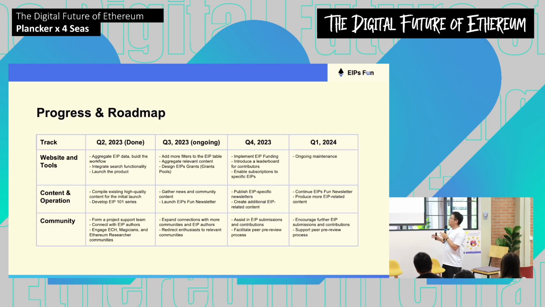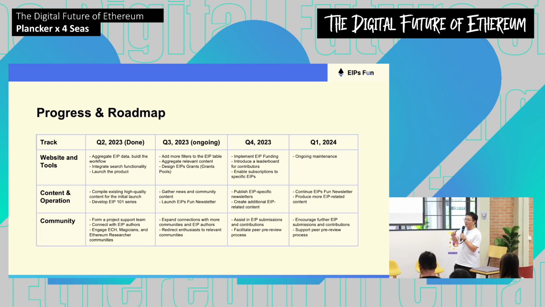Speaking about the progress and the roadmap, in the past Q2 we finished the website and the newsletter process, and started creating newsletters. In Q3, we will design the EIP grants together with many experts from Gitcoin and other organizations. We also need to promote this project, so we really need funding and a lot of operators. If you recognize the value of EIP, are interested in this project, and have good English communication skills, feel free to reach out to me after this meeting.